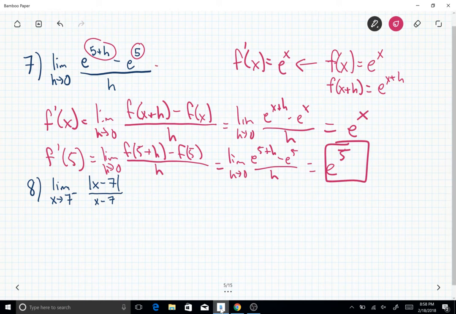Another way you could approach it, you could actually factor out e to the 5th and then e to the h. Some of you might recognize, if you looked at the proof of this, you have e to the 5th times e to the h minus 1 all over h. And then a lot of you will know that as h goes to 0, this thing approaches 1.